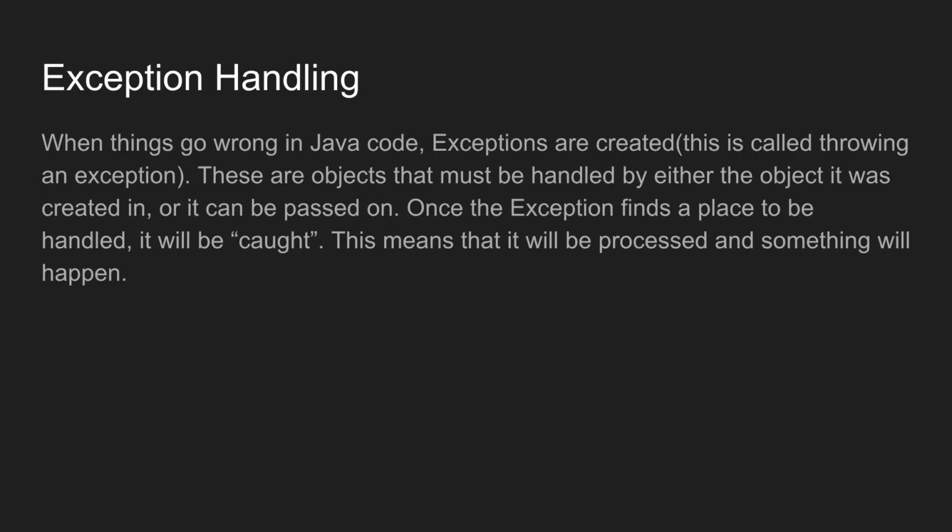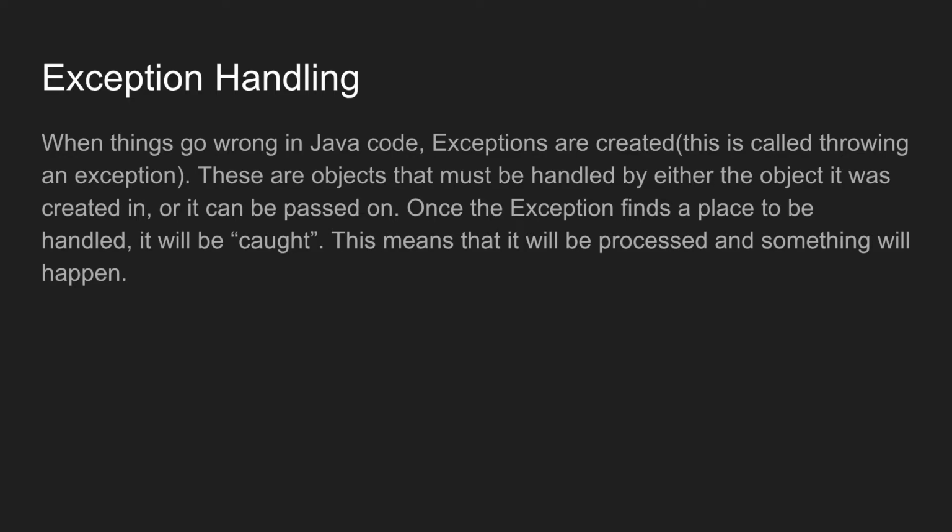And what is that? Well, when things go wrong inside your Java code, exceptions are created, which are again objects, and that's called throwing an exception. Whenever an error happens, you throw an exception. And these are objects that must be handled either by the method that it was created in, or it can be passed on to another method. Once the exception finds a place to be handled, it will be what's called caught, meaning that it will be processed and something will happen.